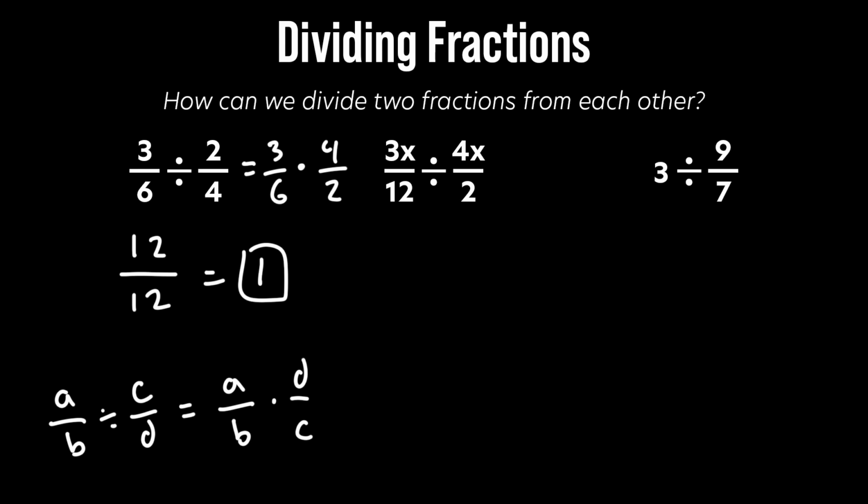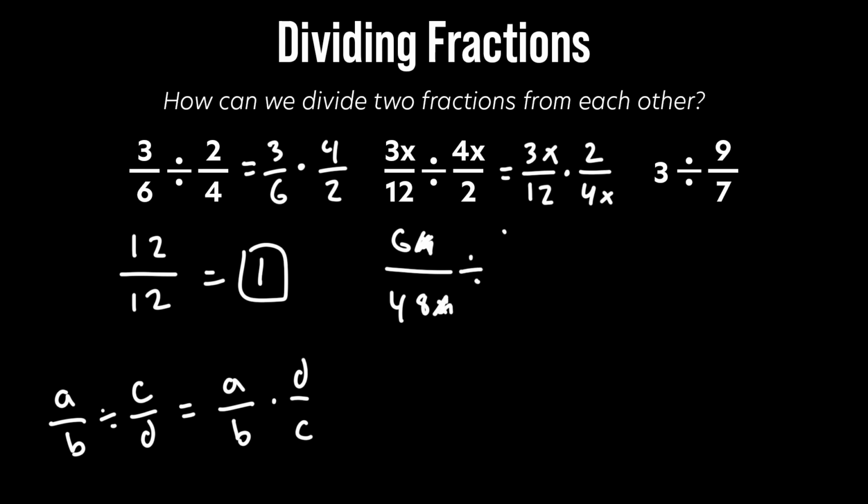Here we have variables. So this might be a little bit different, but the same theorem applies. So 3x over 12, and then we flip the 4x into 2 and multiply 2 over 4x. So multiply across, 3x times 2, that's going to be 6x. And 12 times 4x is 48x. The x's here will cancel out, and we can divide both the top and bottom by 6 to simplify this. 6 divided by 6 is 1, and 48 divided by 6 is 8. So our answer is 1/8.